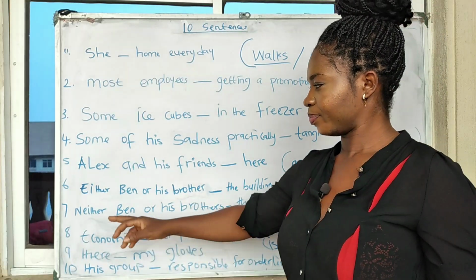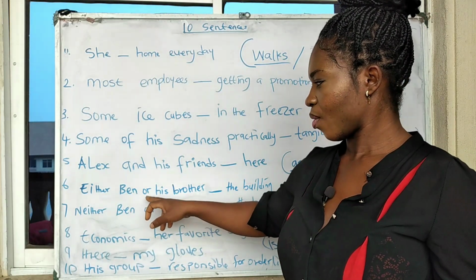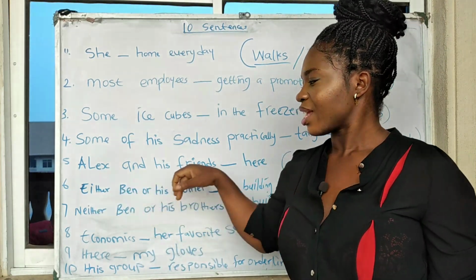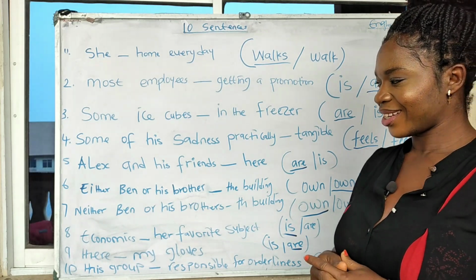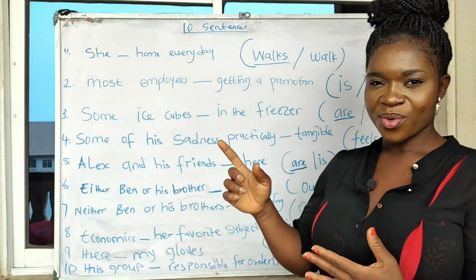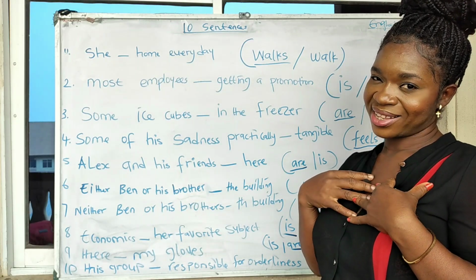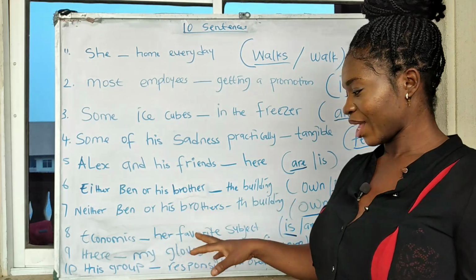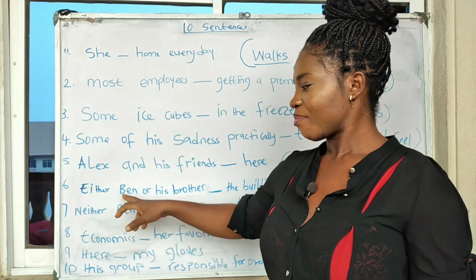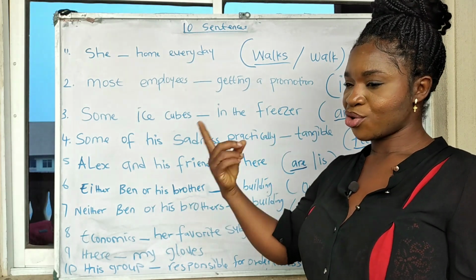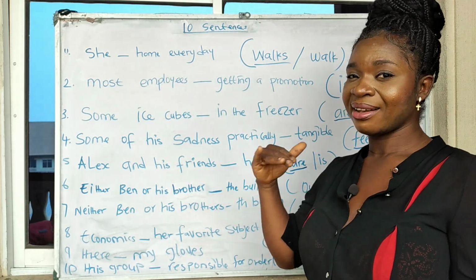We have either Ben or his brother, not brothers. Now, if you digest this very well, you're going to understand that they're actually talking about one person. It's either you or me. All right, you or me. This is brother, not brothers like we have here. We have either Ben or his brother, either me or you. It is still on the singular level.